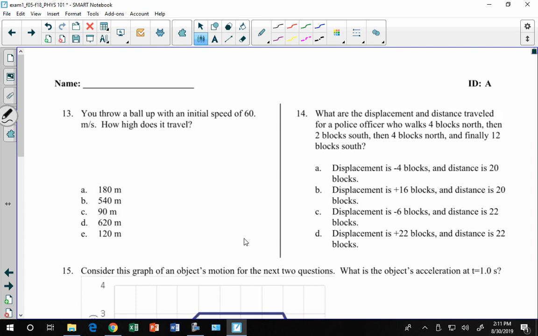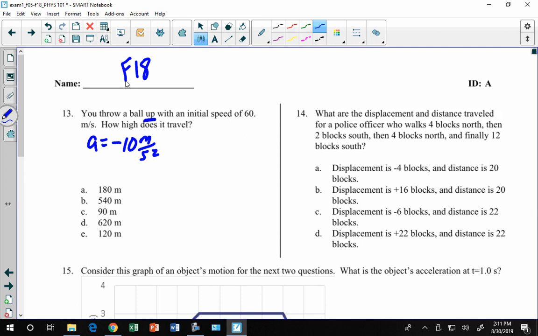Fall 18 exam, number 13. You throw a ball up with an initial speed of 60 meters per second. How high does it travel? First of all, I know right away that my acceleration is -10, just because I'm throwing it up. It's in the vertical direction.